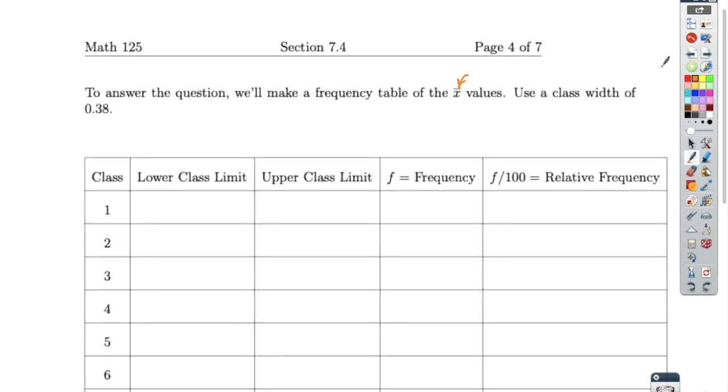Okay, now let me give you a couple of reminders here. This is on your table of formulas, and you actually don't have to use it right now, but the class width formula is the upper limit minus the lower limit, all divided by the number of classes.